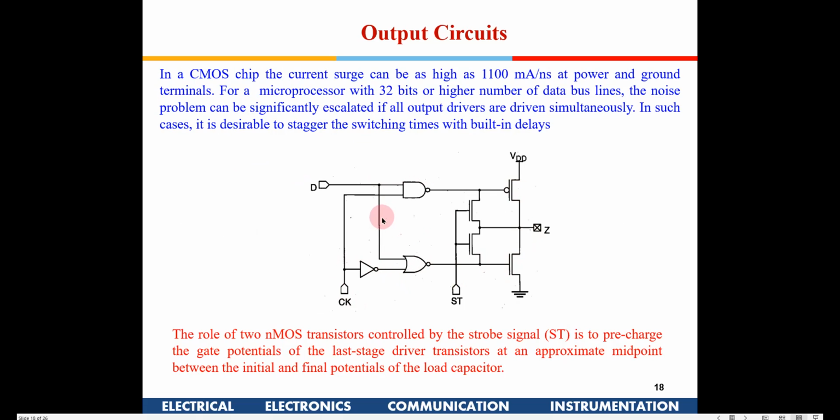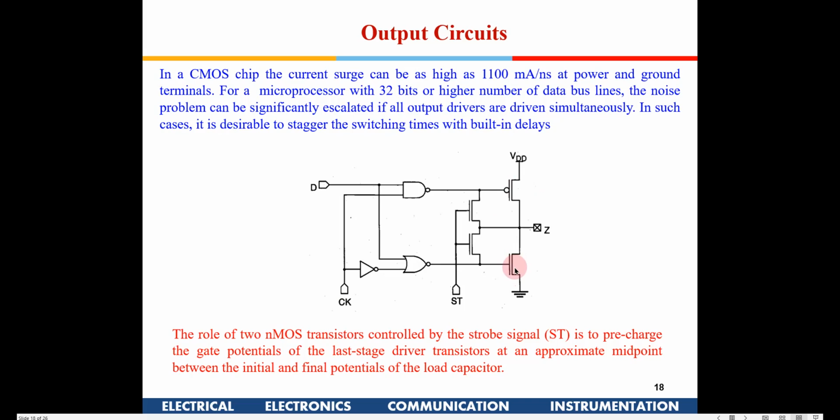You have a circuit something like this. What it does is, before this, we are going to enable this clock signal for these two circuits to operate.